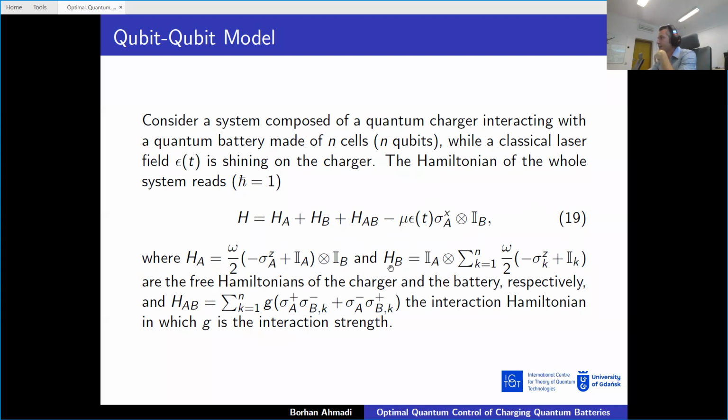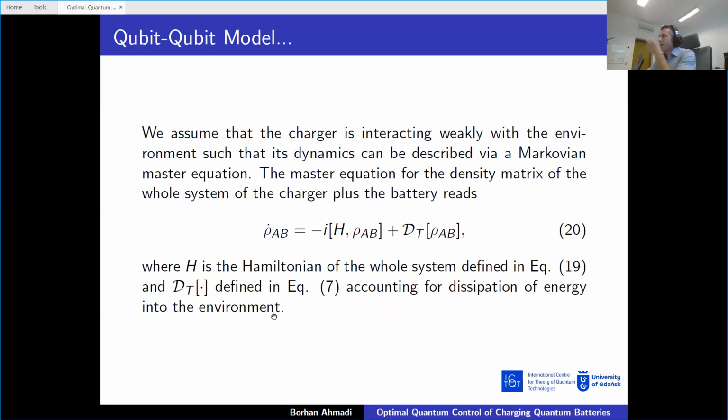So there could be many cells in the battery, and also this is the interaction between the battery and the charger. G is the coupling strength. Okay, since again we assume that there is dissipation of energy into the environment through the charger, and the interaction is assumed to be weak, the evolution will be given in equation 20, which was explained above. D is the dissipator defined in equation 7.